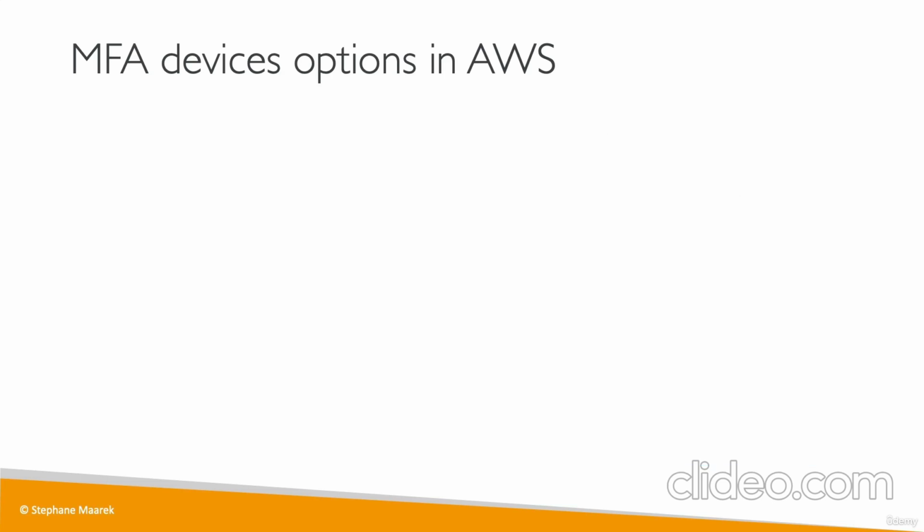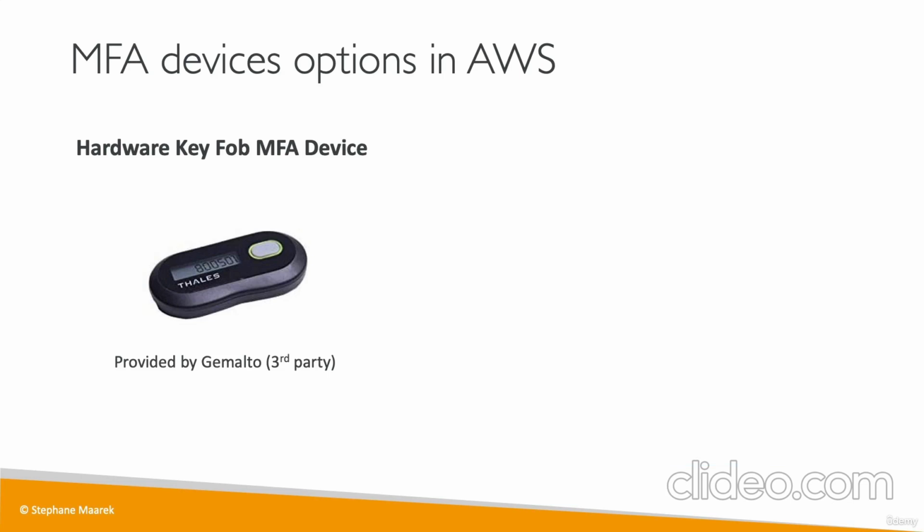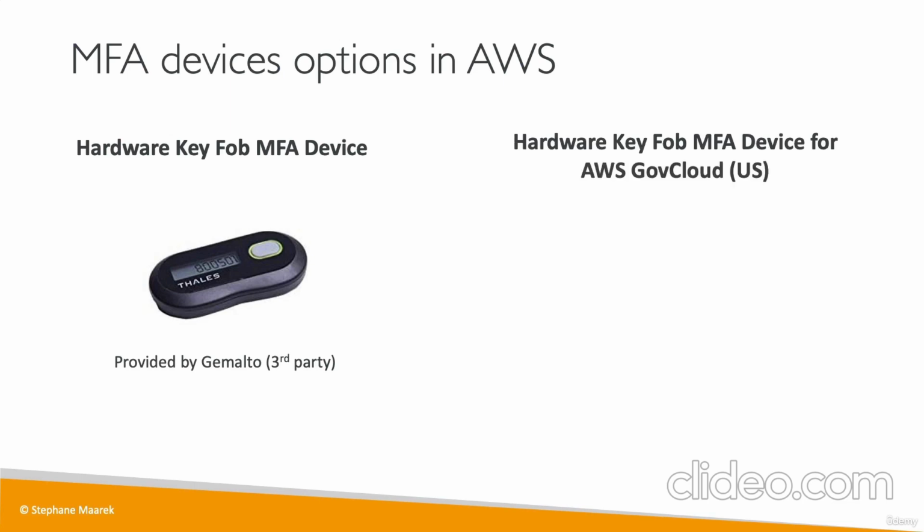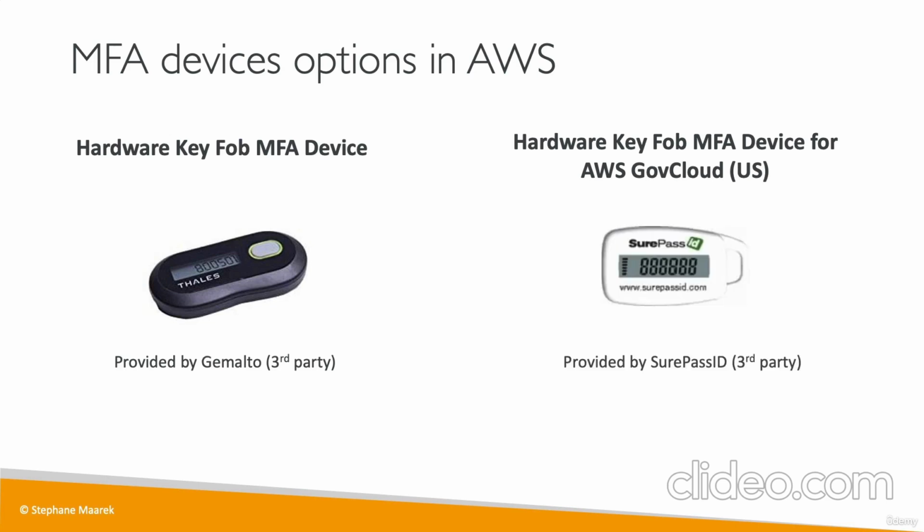Then you have other options. You have a hardware key fob MFA device. For example, this one provided by Gemalto, which is also a third party to AWS. And finally, if you are using the cloud of the government in the US, the AWS GovCloud, then you have a special key fob that looks like this, that is provided by SurePass ID, which is also a third party. So that's it.